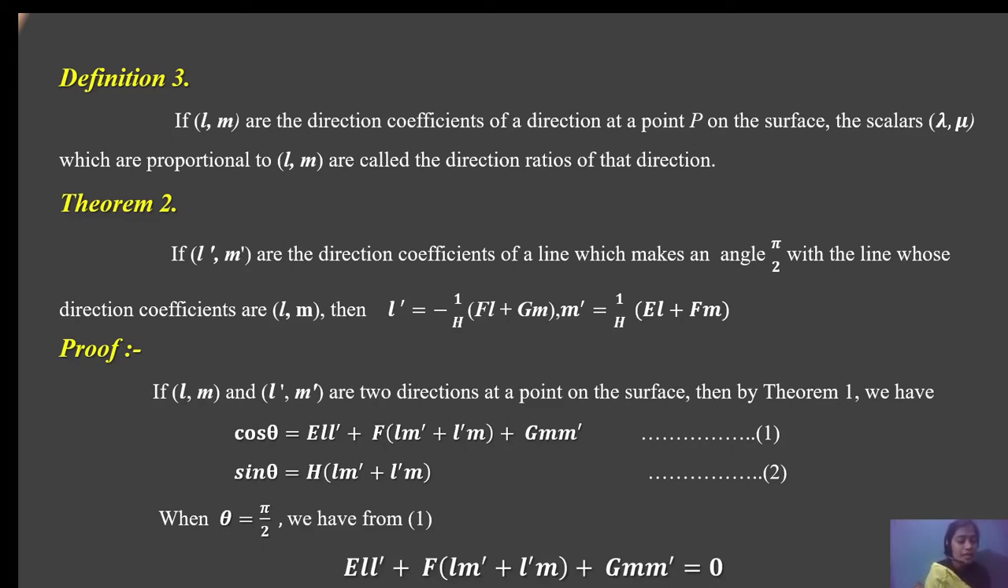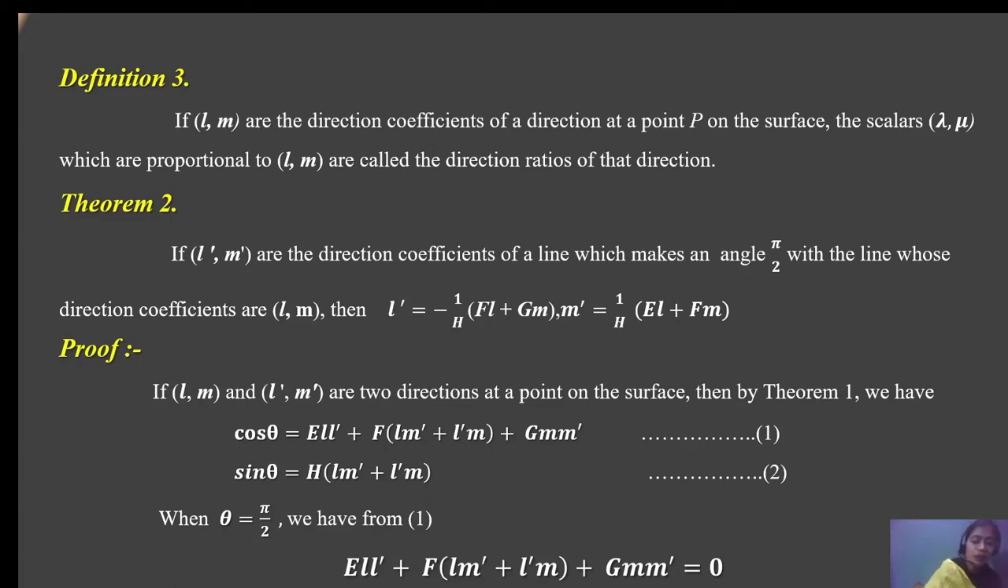If l dash, m dash are the direction coefficients of a line which makes an angle pi by 2 with the line whose direction coefficients are l, m, then l dash equals minus 1 by H (F l plus G m), and m dash equals 1 by H (E l plus F m).